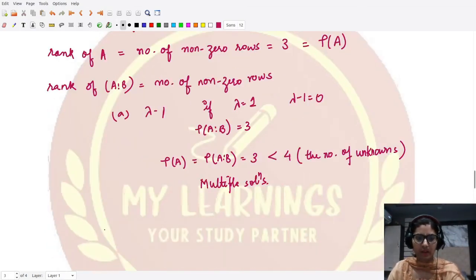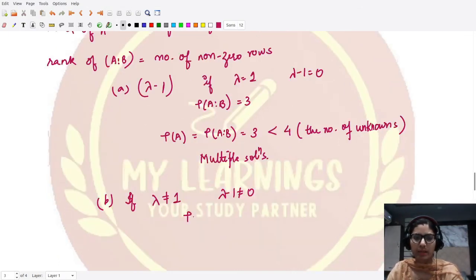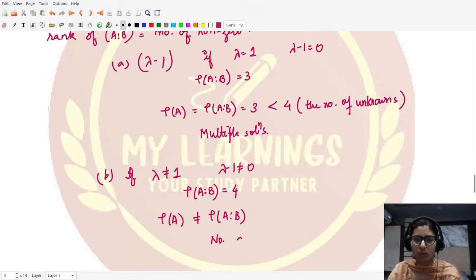And if lambda is not equal to 1, it is any number except 1, in that case lambda minus 1 would not be 0. If this is not 0, that means you have one element present in this augmented matrix in the last row as well, so its rank would come out to be 4, because in that case it would have 4 non-zero rows, right? So in this case the rank of A would not be equal to the rank of AB, right? So in this case you would have no solution.